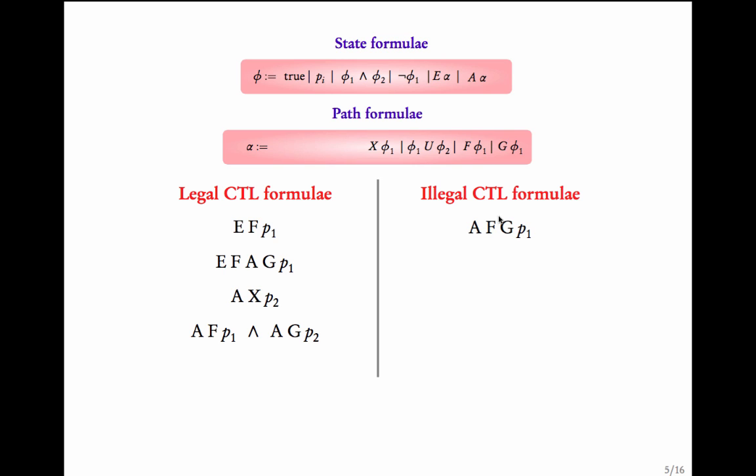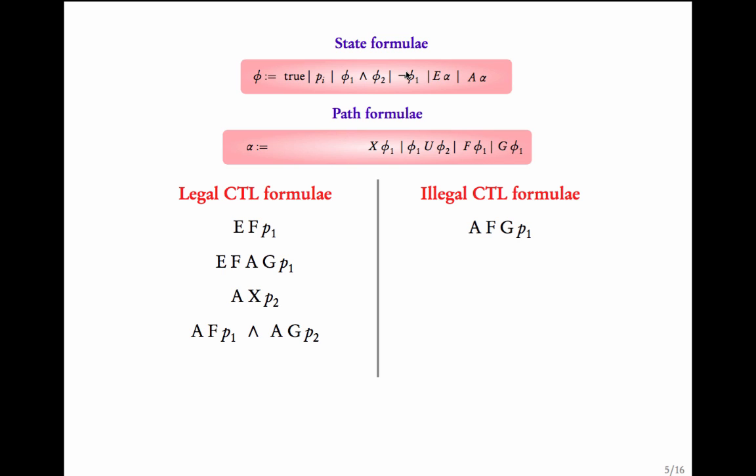AFGP1. Remember that AFGP1 is a legal CTL star formula. This says that all paths satisfy the path property FGP1. So this was a valid CTL star formula, but this is not a legal CTL formula because you see, phi can be A of alpha. So if this is formed from this set of rules, then it has to use the rule that phi can be A alpha. Now alpha could be F of phi 1. Now we need to get GP1 here, but this is not possible.